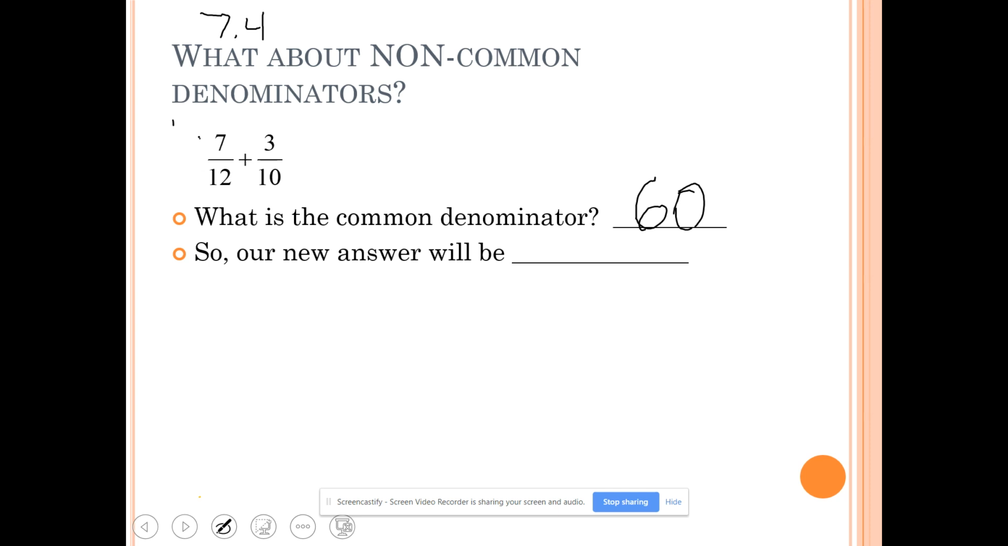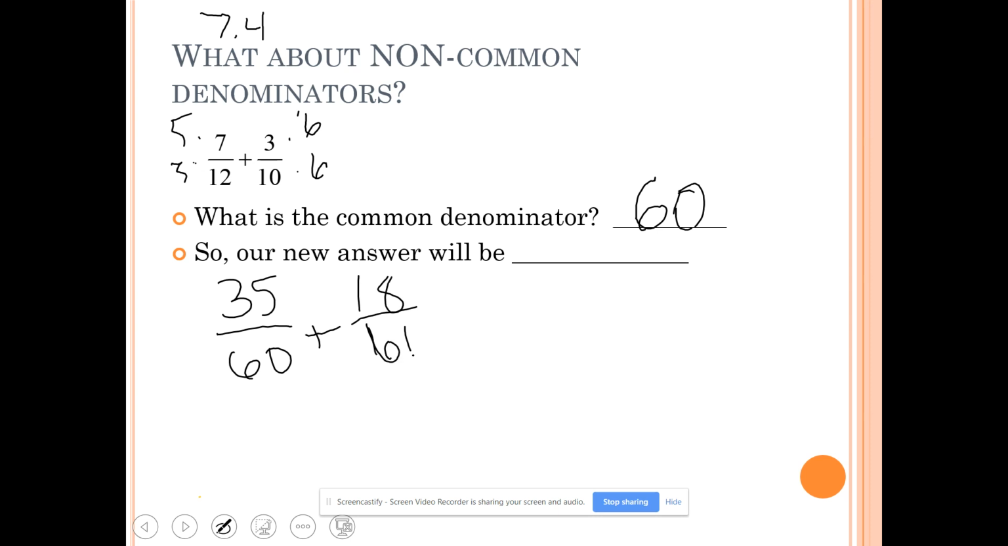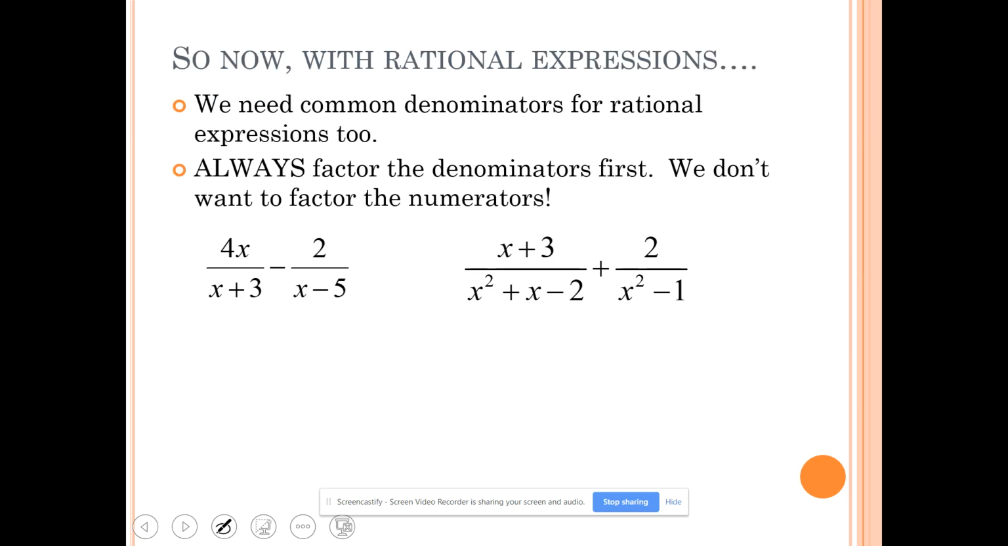So I need to multiply the left by 5 and the right by 6 to get 35 over 60 plus 18 over 60, which gives us a total of 53 over 60. Now, of course, we always want to check to make sure that we don't have any reducing to do, but because we found our least common denominator, most likely we wouldn't have to reduce anything. And that's the same thing that's going to happen with our rational expressions.